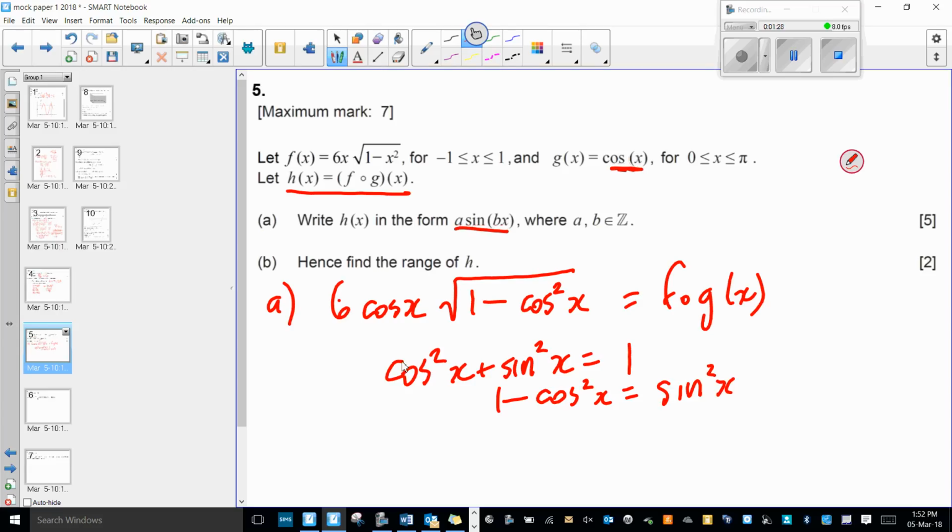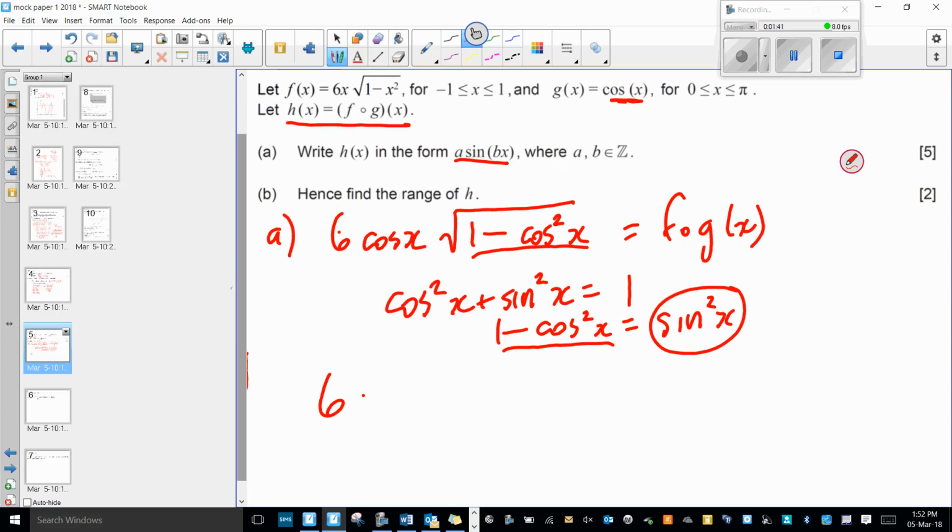Now what that means is that in place of this 1 minus cos squared here, I can now write sine squared x. So I've got 6 cos x root sine squared x. So I have the square root of sine squared x. What does that mean is going to happen? Just sine x. So I've now got 6 cos x sine x.